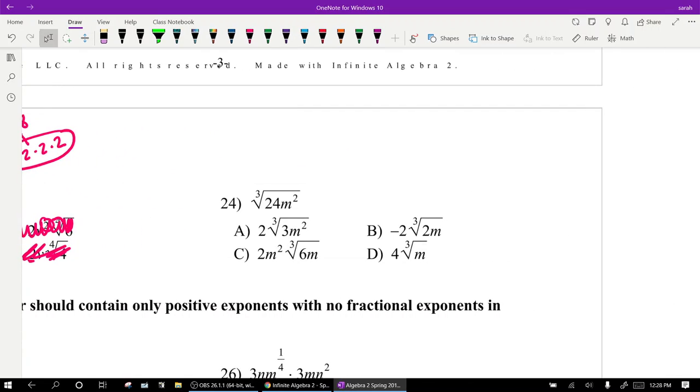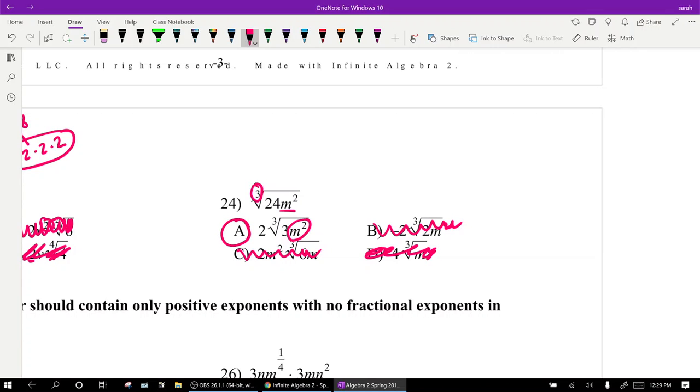All right, let's look at 24. I've got 3, but notice I only have 2 m's. So my m's are going to have to stay in there. M squared has to stay in there as it is. So it can't be C. And let's see that. What happened to my square there? It can't be that one. And this one doesn't have my square in there either, so it obviously can't be that one. So the answer, without really doing a whole lot of work at all, I can see is going to be A.